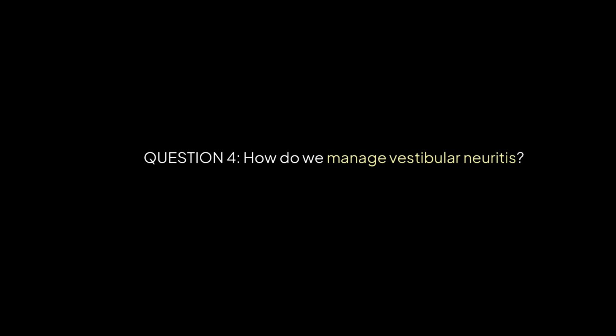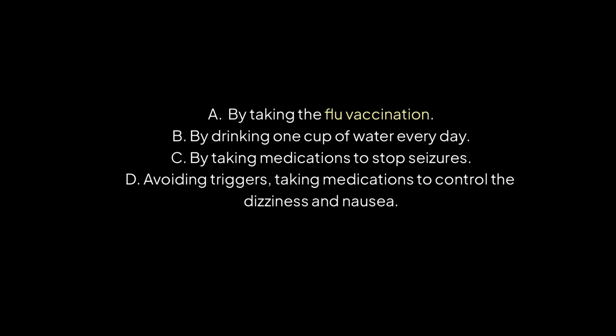Question 4. How do we manage vestibular neuritis? A. By taking the flu vaccination. B. By drinking 1 cup of water every day. C. By taking medications to stop seizures. D. Avoiding triggers, taking medications to control the dizziness and nausea. The answer is D.